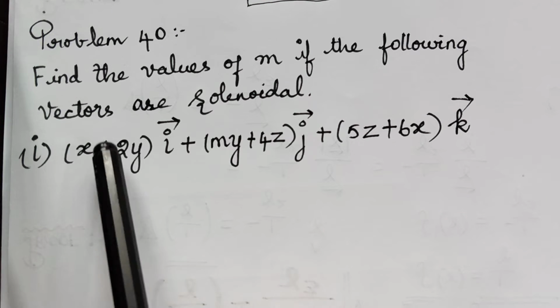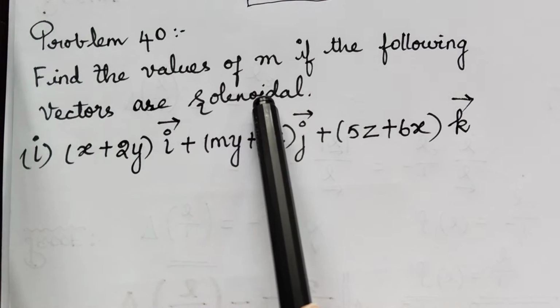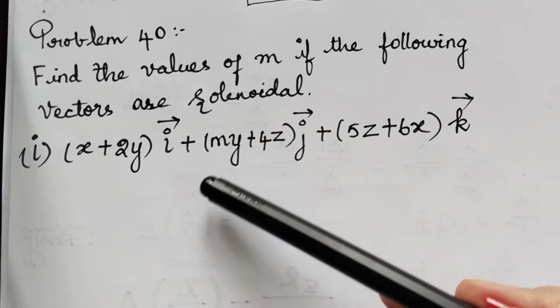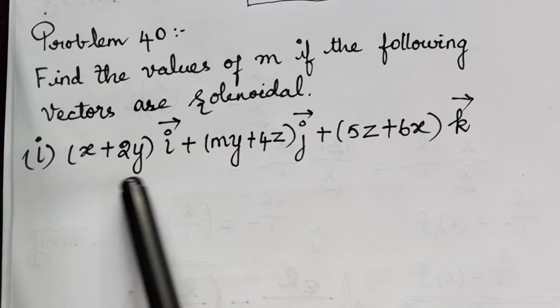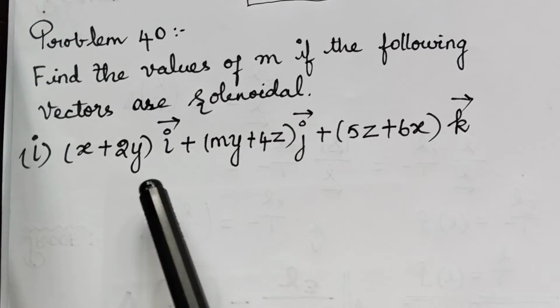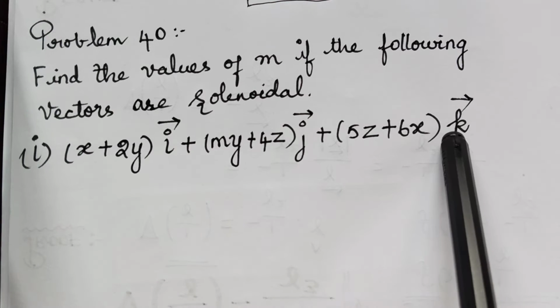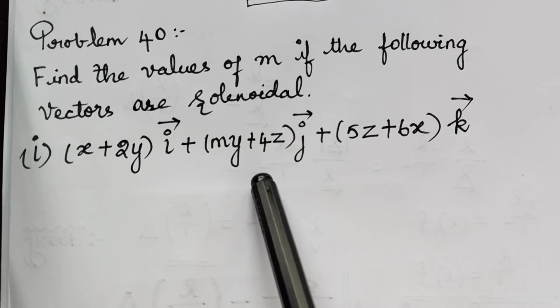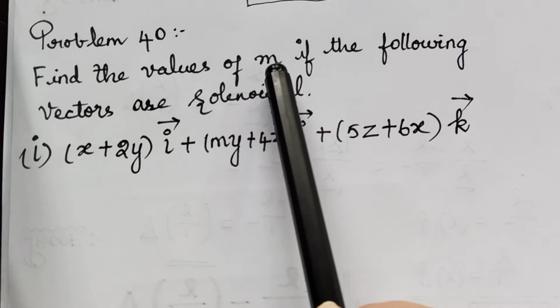So now here we have the next question. The question is, find the values of m if the following vectors are solenoidal. They have given three subdivisions. First subdivision is this. So now we have to prove that this vector point function is solenoidal. We know that if the divergence of the vector point function is equal to 0, then the vector is said to be solenoidal. Now here we have to find the value of m.